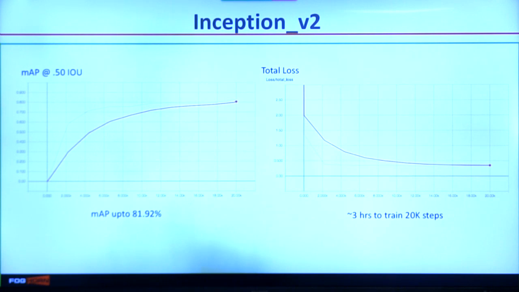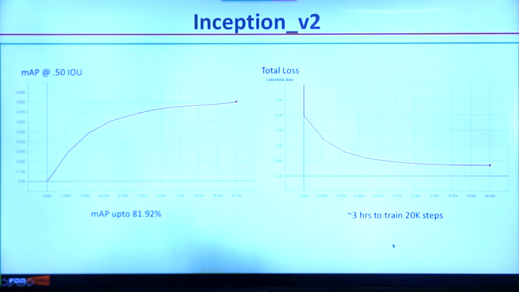All right, so what you see here is a result from the Inception V2 model training for the mean average precision. It shows the MAP at 0.5 IOU. I trained this up to 20K steps. I think if I go beyond, I may get something better, but right now it's around 82% accuracy. That's pretty good, right? And it took around 3 hours to do this training.